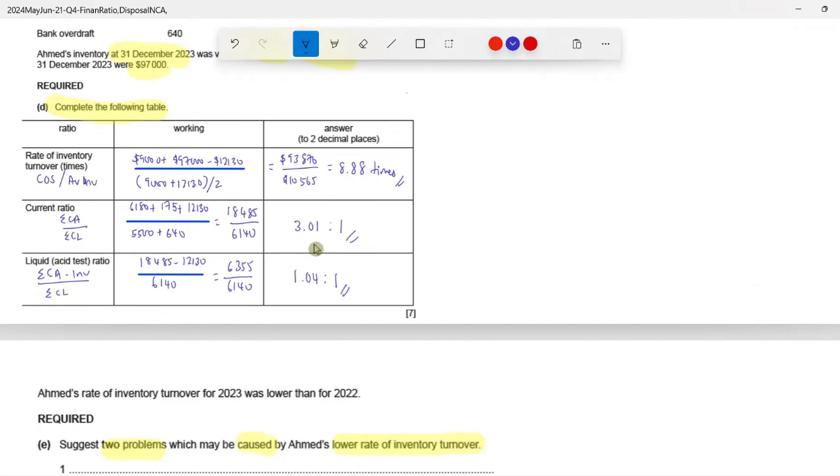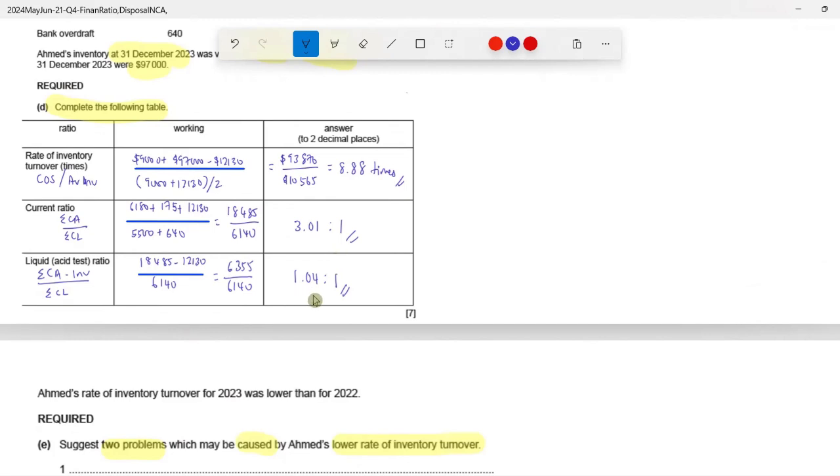Okay. Current ratio of 3.01 to 1, meaning if the current liabilities demand $1 now, Ahmad's business has $3 to fulfill that current liability. If current liability demands 1,000 now, Ahmad's business will have $3,000 to meet that. So no problem in meeting current liabilities in Ahmad's business.